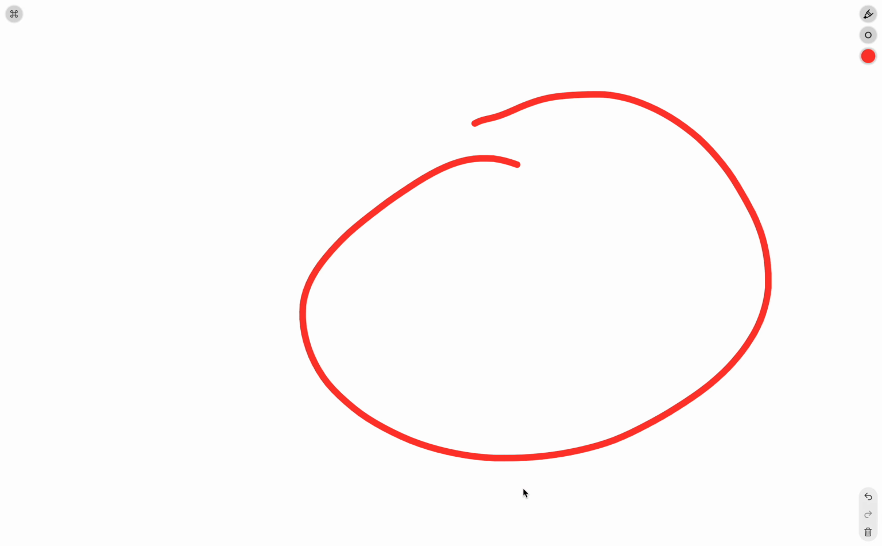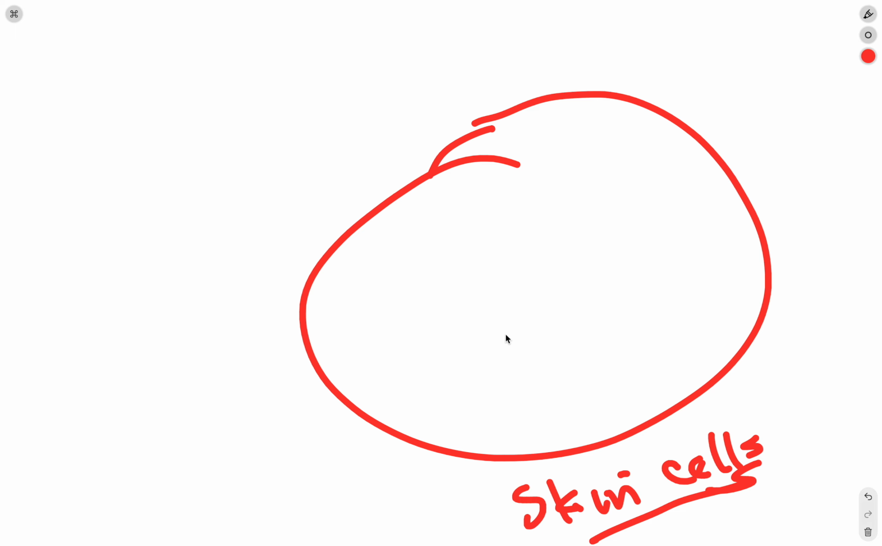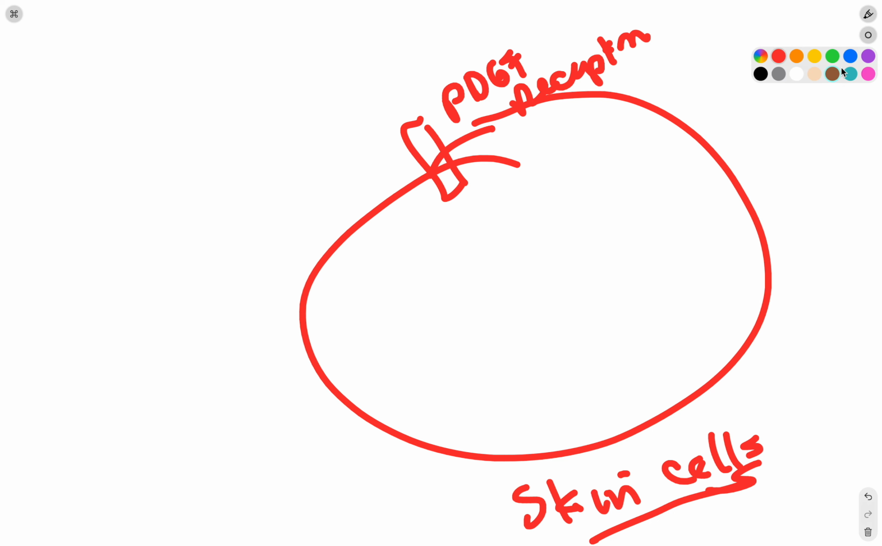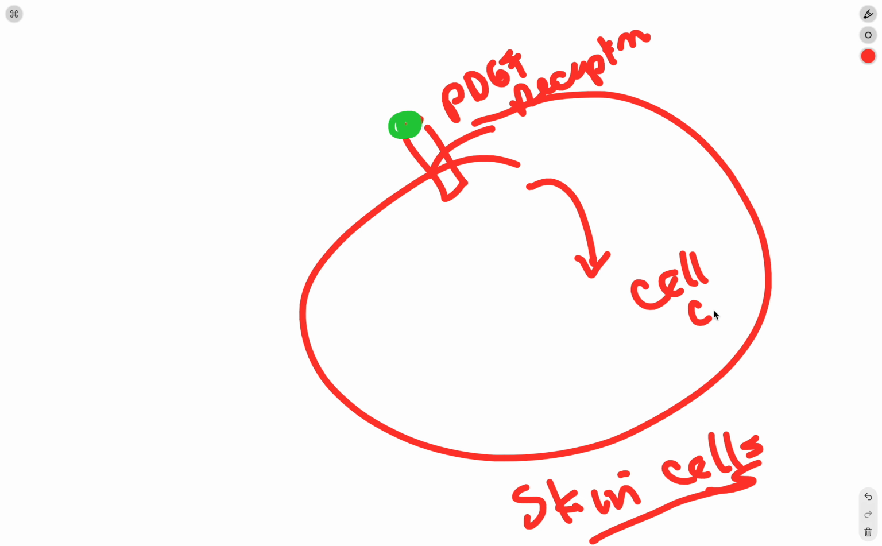Here's a skin cell, and it's all the skin cells in this patient. Well, we'll talk more about that, but it could be all the skin cells, or it could be just the skin cells that are in the tumor. And so here's a skin cell, and it has PDGF receptor. And when PDGF binds, it's going to activate the receptor, and through a signal transduction pathway, it's going to stimulate this cell cycle.